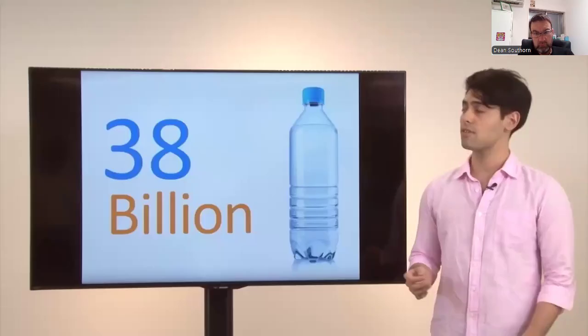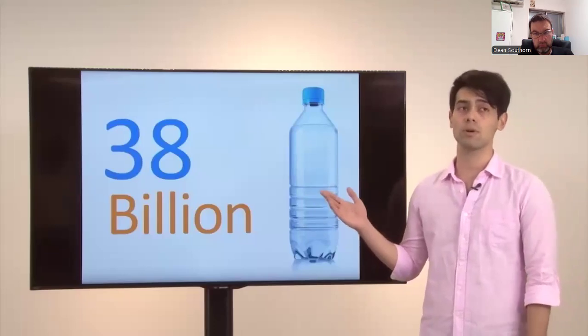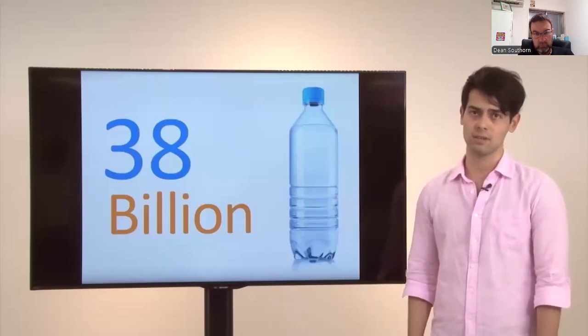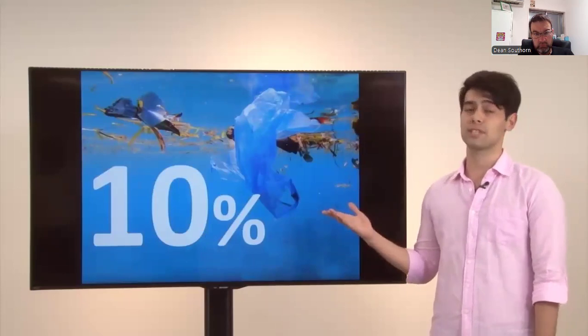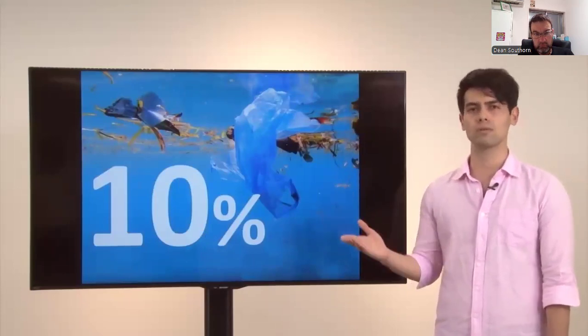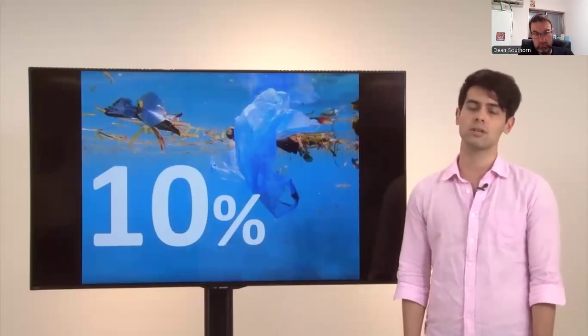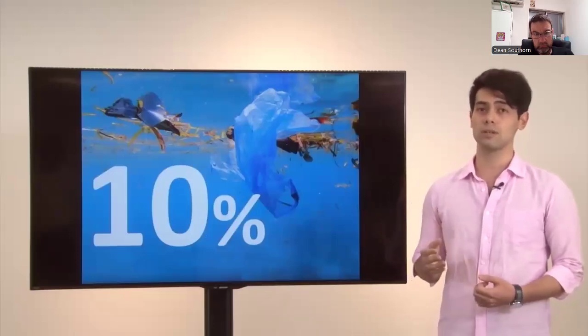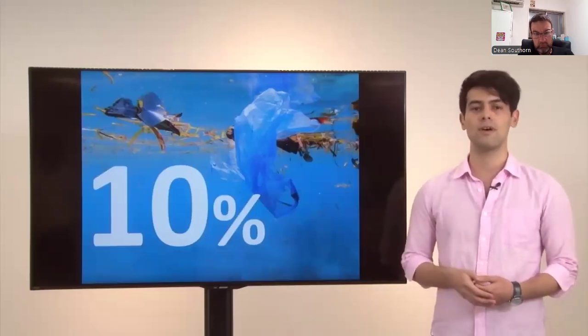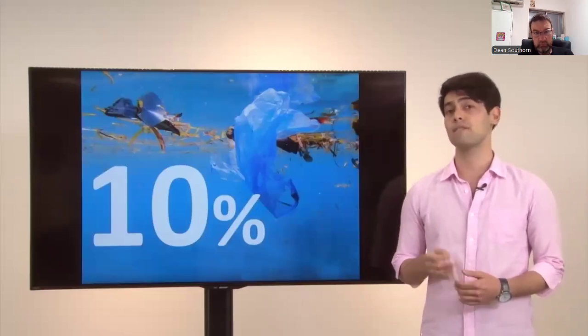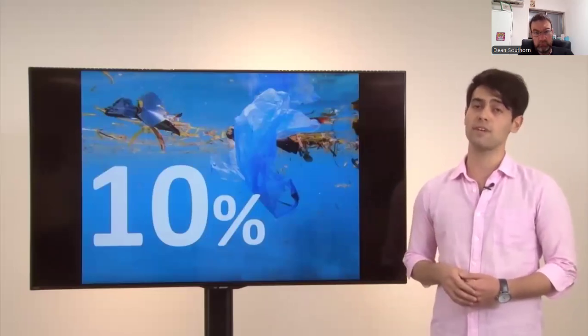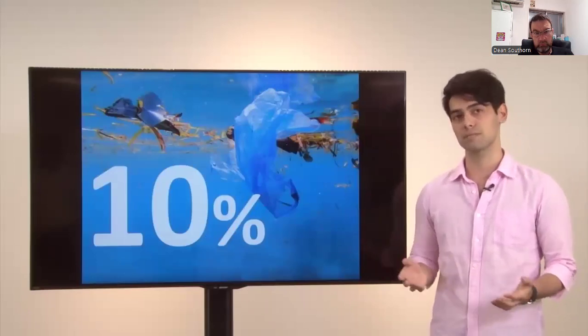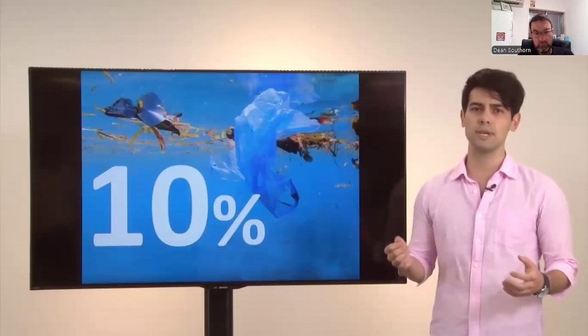Did you know that 38 billion water bottles are wasted every year? And about 10% of all plastic in the world ends up in the oceans. This plastic is a danger to fish, whales, and seabirds. They eat this plastic and it fills their stomachs. Eventually, they die from starvation. This is a really big problem.